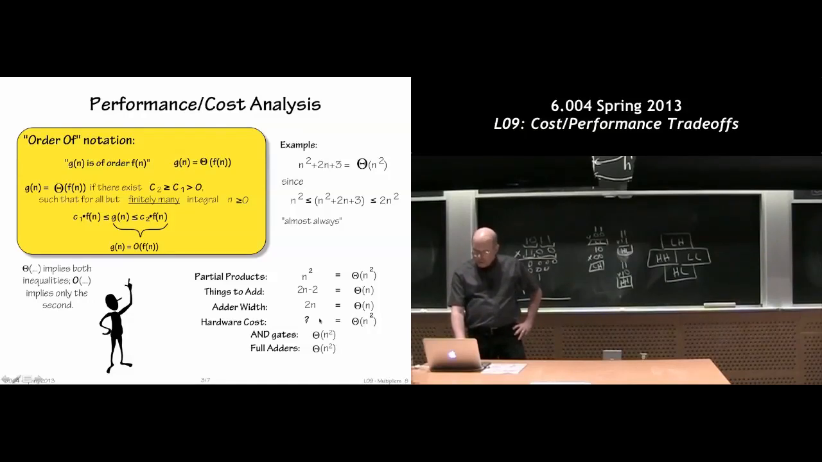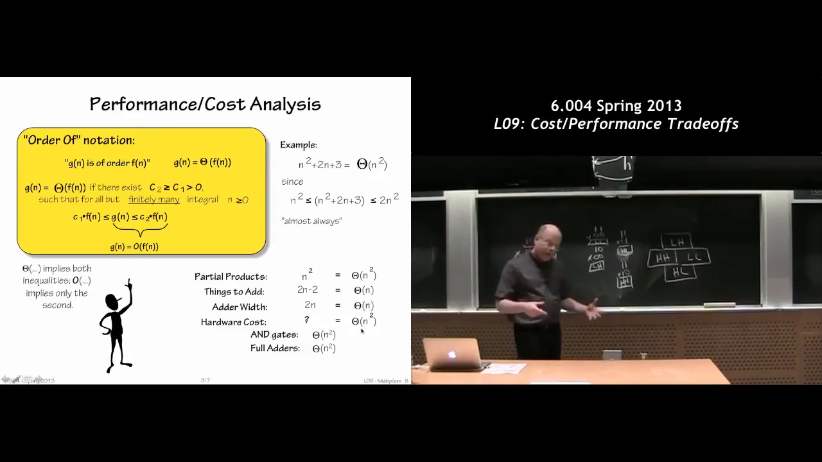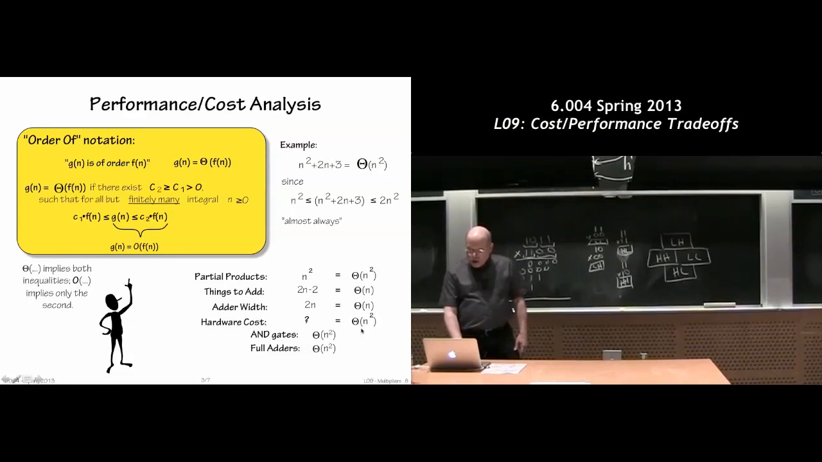But in general, if I have an equation that involves an n squared term and some n terms and some constants, the hardware cost is on the order of n squared. In other words, as I double the size of my operands, I would expect, naively, to quadruple the amount of hardware that I need, because 2 squared is 4. Everybody sort of happy with that?